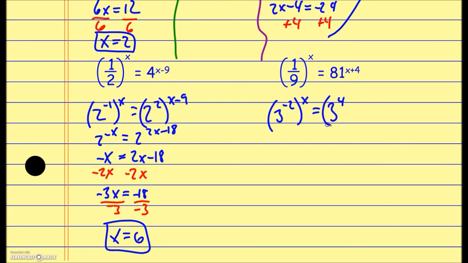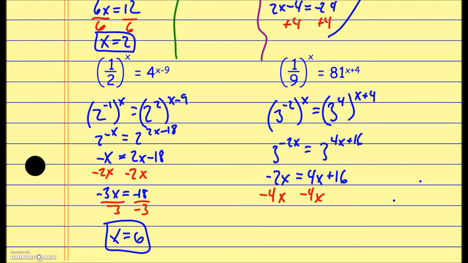So that's going to be 3 to the 4th power. And now from here I multiply the exponents. Now the bases are the same, I set the exponents equal to one another. And then from here I'm going to solve. I'm going to subtract the 4x from each side. That's going to leave me with a negative 6x equals 16.